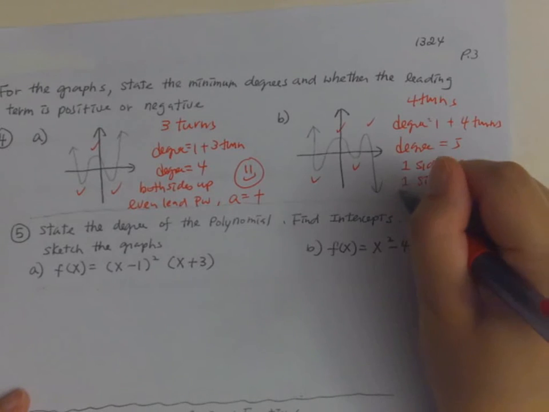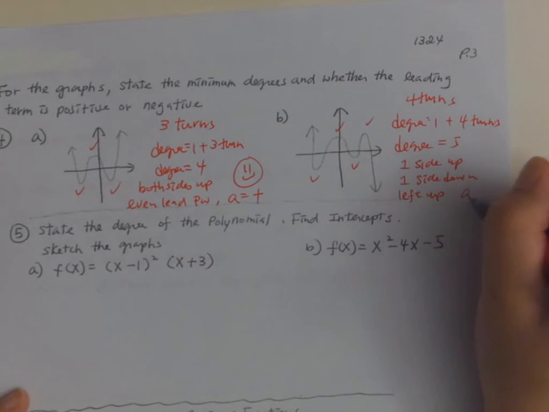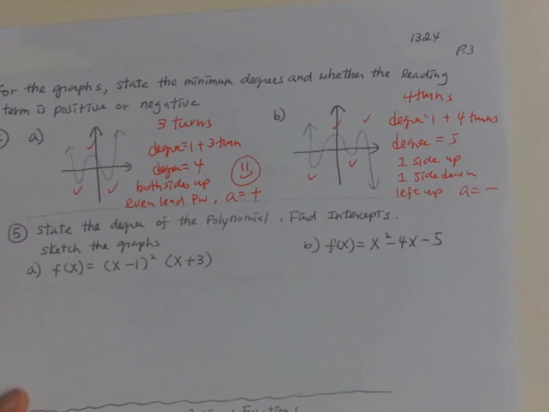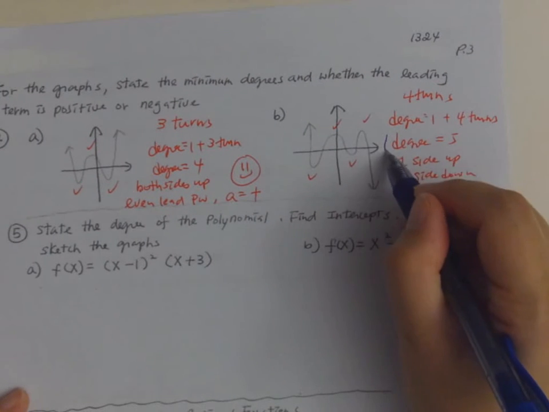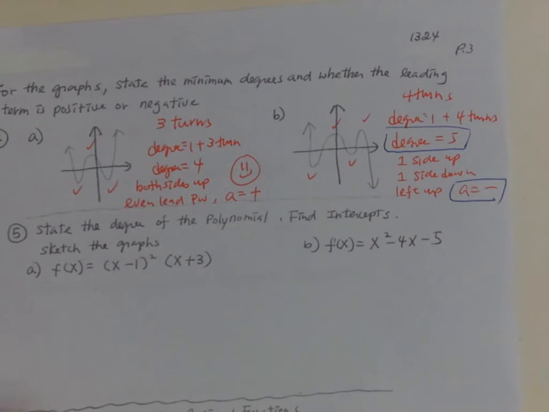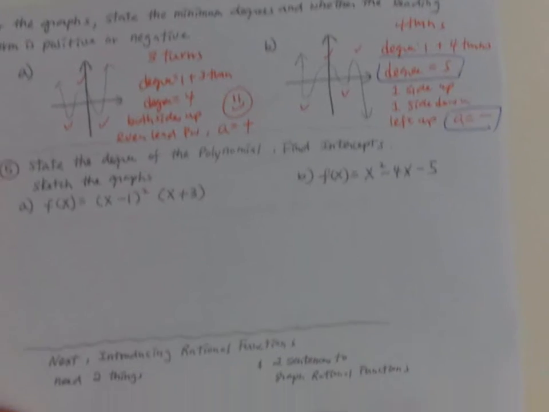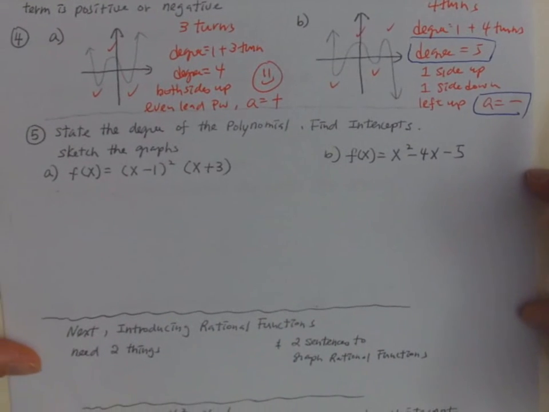With the left side up, A is negative, okay? So just looking at the graph, we will be able to tell a little bit of information about the polynomial function, okay? So for the next 2, we're going to sketch a little graph just to practice.